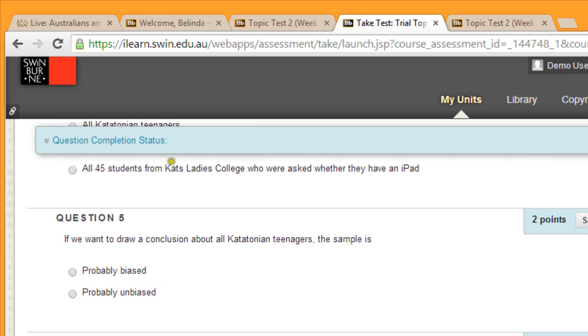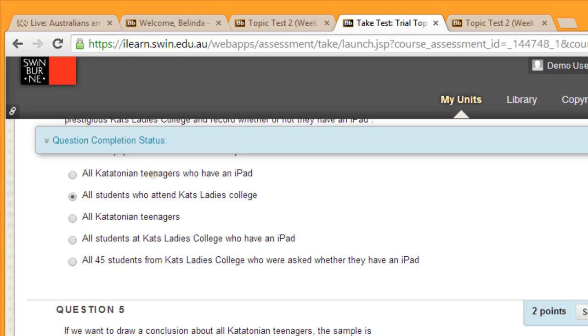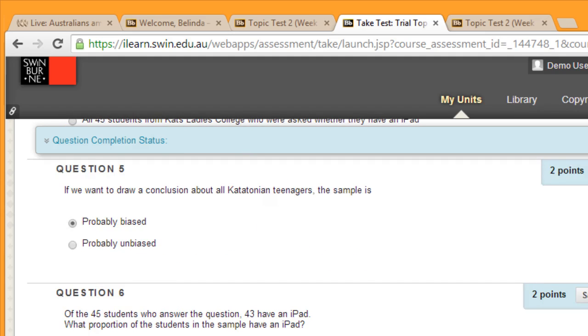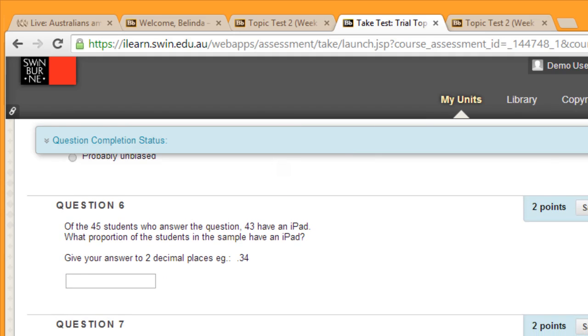If we want to draw a conclusion about all Catatonian teenagers, the sample is probably biased because students who attend Cats Ladies College may not be representative of all teenagers, particularly as they're obviously only female. So we haven't got any males in our sample. So the population from which we drew our sample is not going to be representative of all Catatonian teenagers, which is who the research question was concerned with.